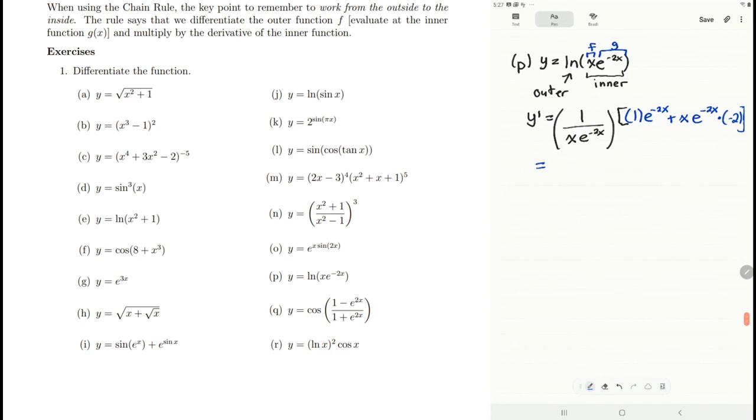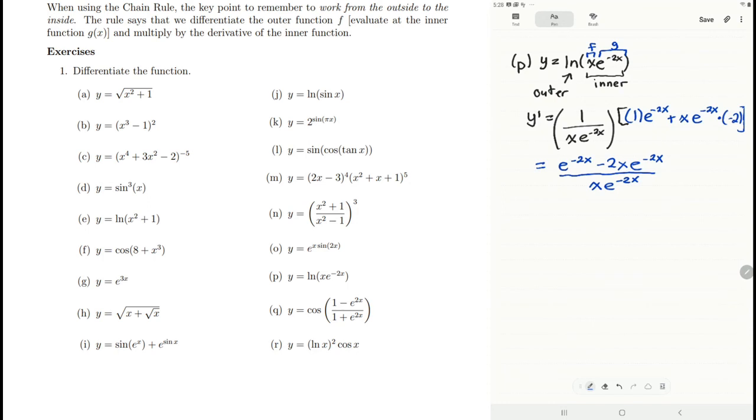And so simplifying, we have e to the negative 2x minus 2x times e to the negative 2x all over x times e to the negative 2x.